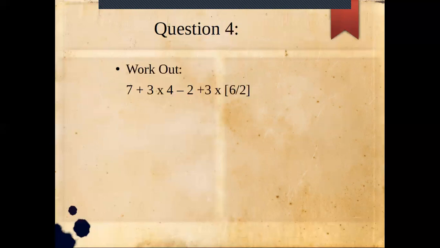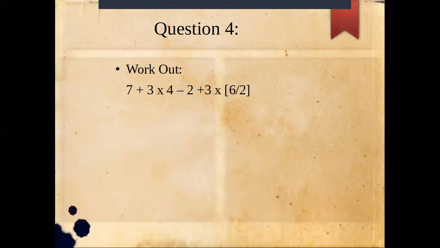So final question, question 4. This is a tricky one, but I know you can do it. Go for it by yourself, and I'll go through it in a second. All right, work out 7 plus 3 times 4 minus 2 plus 3 times (6 divided by 2). Okay, so first of all, the thing we do is brackets.